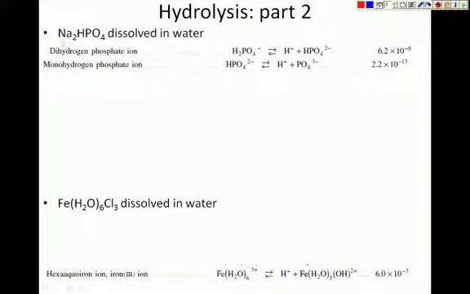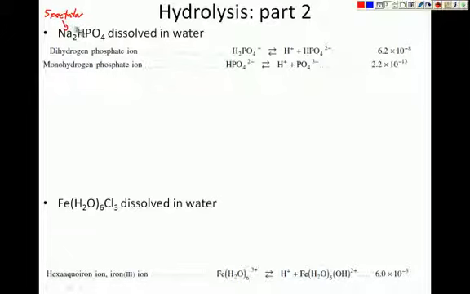So this next one we have Na2HPO4. Now, as we learned last time, Na, sodium, is in column number 1, so sodium is going to be a spectator ion. Here's our spectator ion.